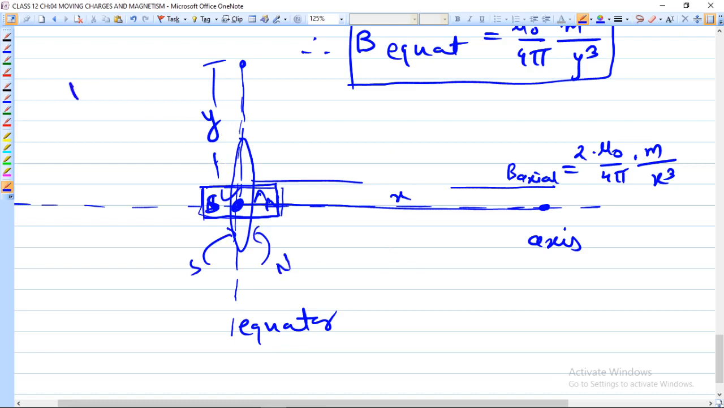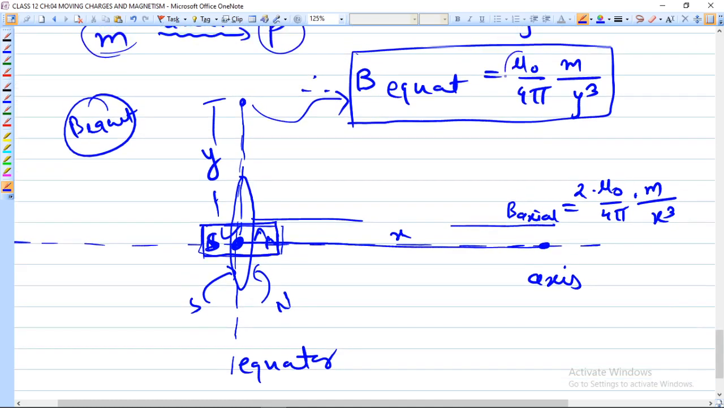So what will be the B equatorial? It is nothing but this. What is this? Kp upon y cube. Now what is K? Mu 0 upon 4 pi, and p is M upon y cube. So this I want to discuss here.